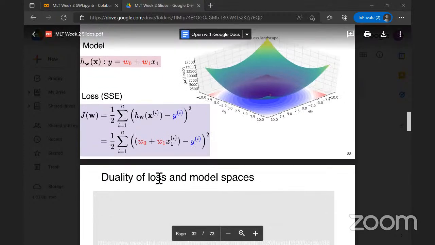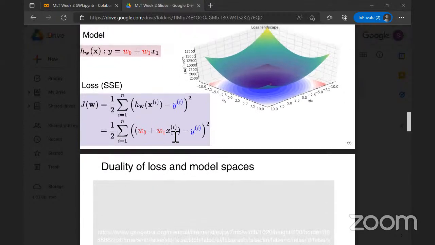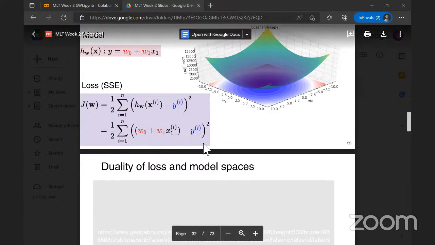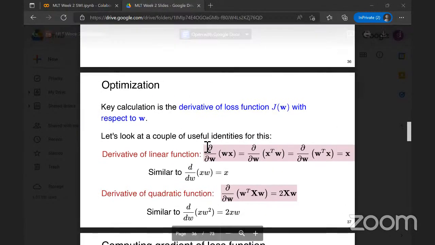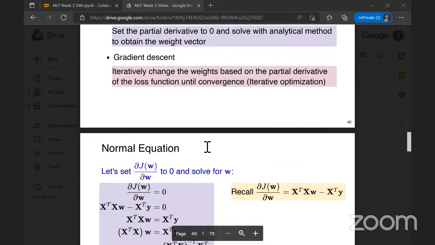See this one, right? Imagine this equation, right? There was a square, and W0 plus W1x1 plus W2x2, and the series goes on, right?